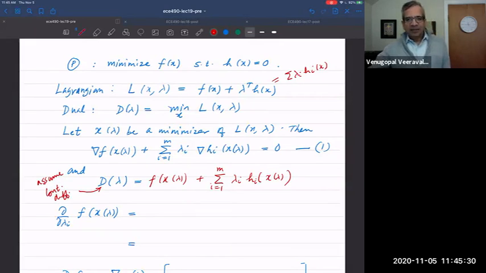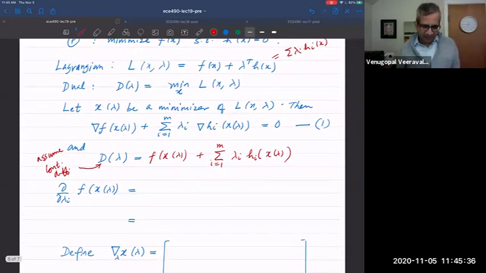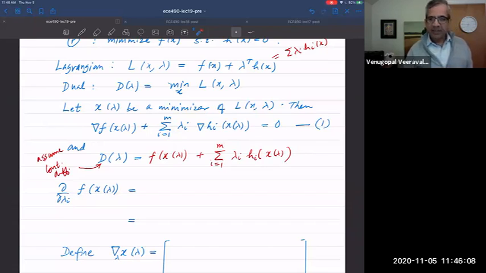But suppose d(lambda) is differentiable, then I can find its derivative, or its gradient, using this expression. So let's take the partial derivative with respect to the ith component of lambda. In order to compute the partial with respect to the ith component, I need the partial of this term, and the partial of this summation, with respect to the ith component. So let's compute the partial of f first.